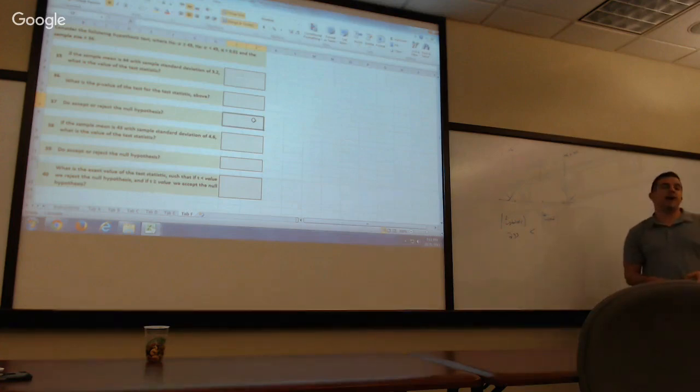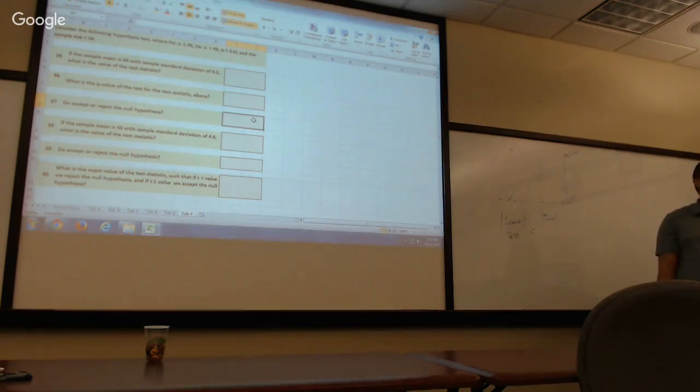If your p-value is less than your alpha value, and for this question our alpha value is 0.01, then if our p-value is less than 0.01, we reject the null. So when the p-value is less than the alpha, we reject. And that's why p-value tests are always the best test.